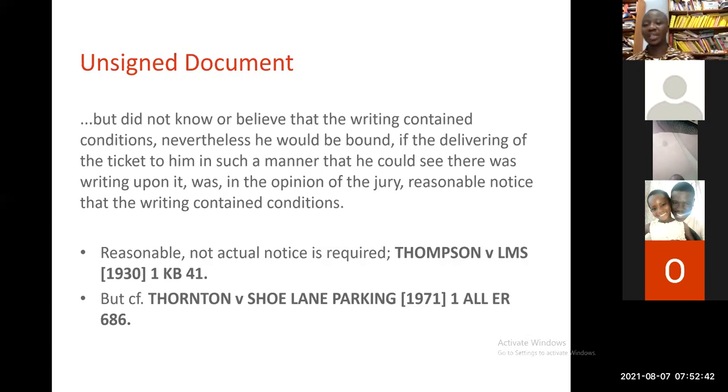And of course, vice versa, if he did not know, then he would not be bound, or if it was given in circumstances which reasonably did not suggest that it contained conditions of the contract, then that would not be binding. But let's remember that the emphasis is not so much about actual notice. The emphasis is about reasonable notice. So when we say reasonable notice, we are thinking about the objective test again, the reasonable man. Would a reasonable person, for example, have considered that a particular clause or statement was meant to form part of the contract which has been made?